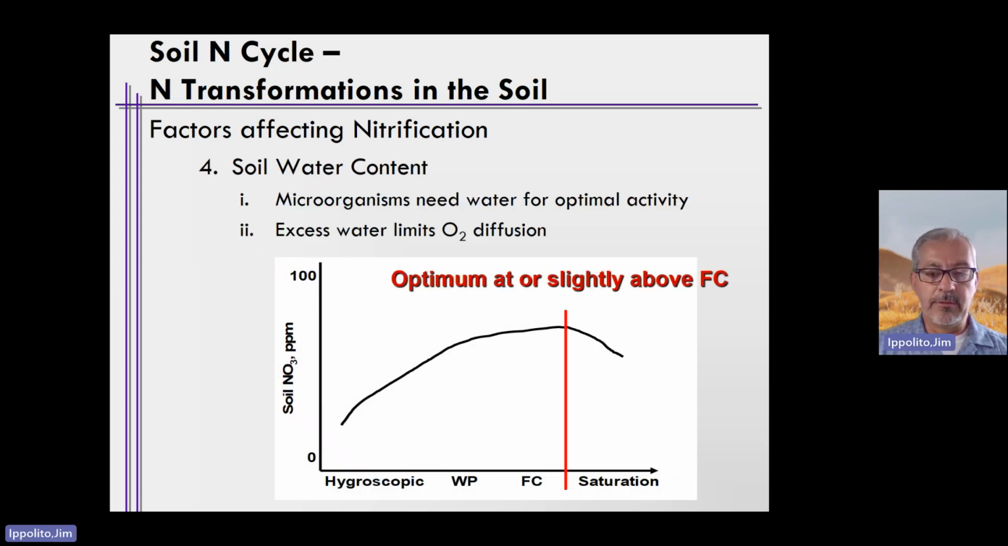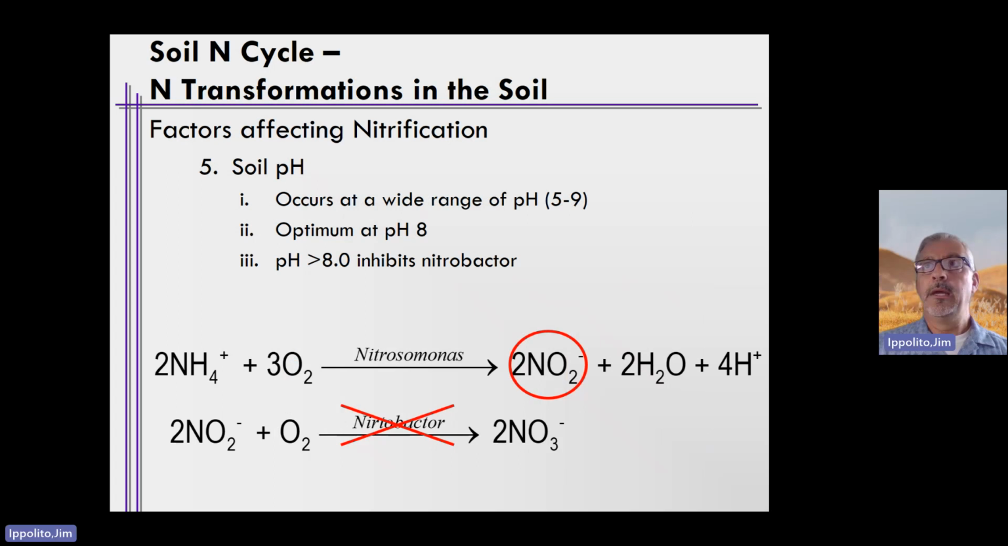And just like with mineralization and immobilization, water is needed for this reaction because these microorganisms, just like you and I, need water to survive. The optimal rate or amount of water is at or just slightly above field capacity, just like for immobilization and just like for mineralization. And the last factor that affects nitrification is soil pH.